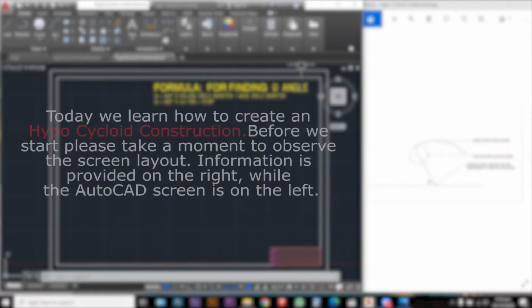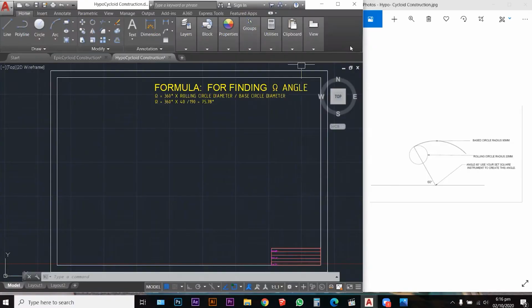Today, guys, we'll be going through hypo-cycloid. So far, we have done the cycloid construction and the epicycloid construction. Now we move on to the hypo-cycloid construction.